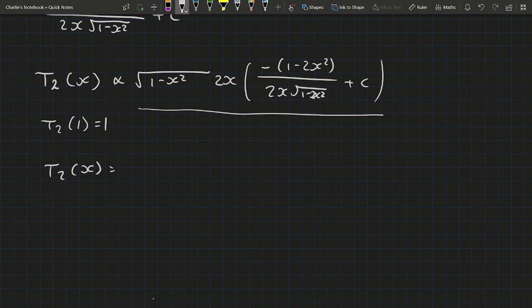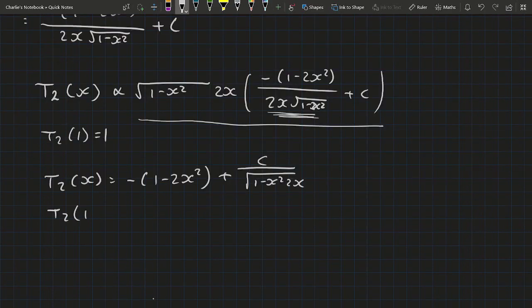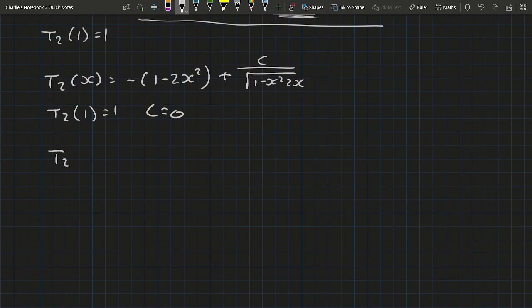We can see that the square root 1 minus x squared times 2x is the same as the denominator over here, so we can cancel those out and we're left with minus (1 minus 2x squared) plus c over square root 1 minus x squared times 2x. From t2 of 1 is equal to 1, we can show that c is equal to 0, which finally leaves us with the answer: t2 of x is equal to 2x squared minus 1, which is the final answer.